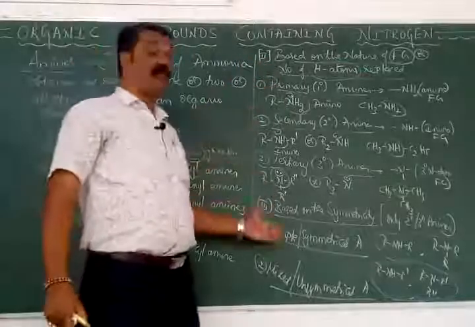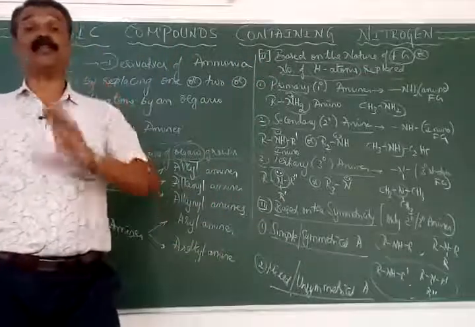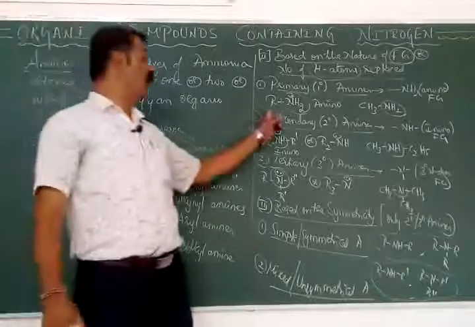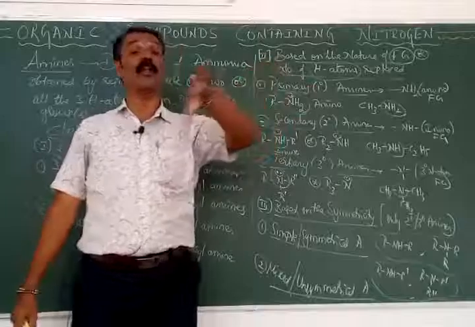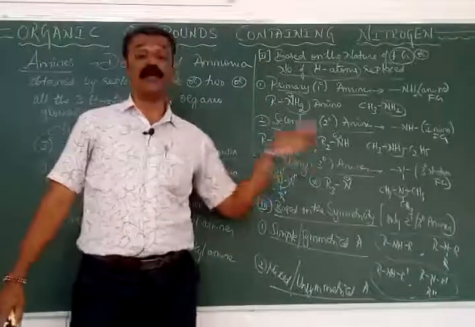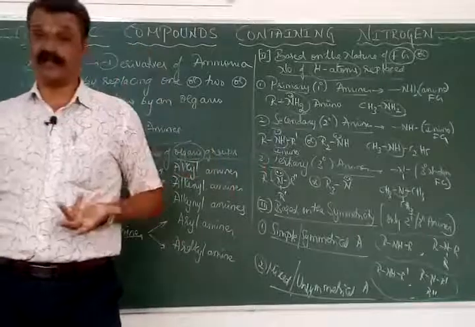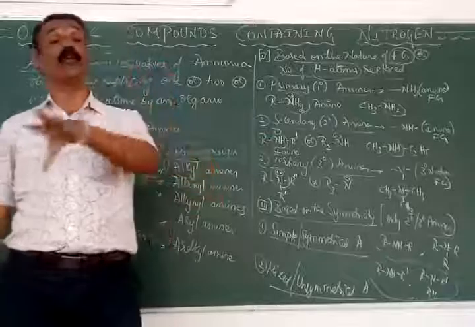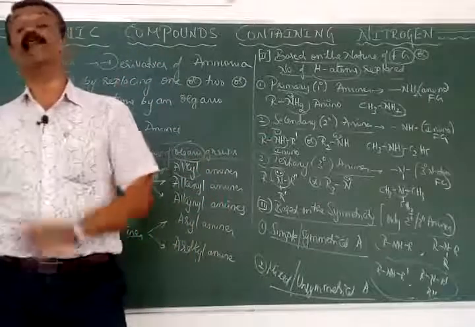All these three will have the replacement of hydrogen atoms by organic groups. What is the difference here? If only one hydrogen atom has been replaced by one organic group, then it is called a primary amine. If two hydrogen atoms of ammonia have been replaced by two organic groups, then it is called a secondary amine. If all three hydrogen atoms have been replaced by three organic groups, then it refers to a tertiary amine.